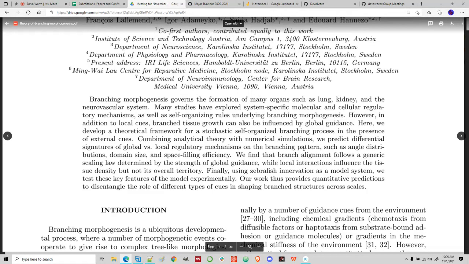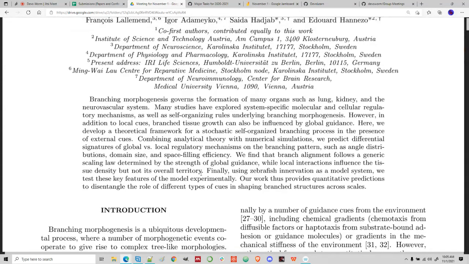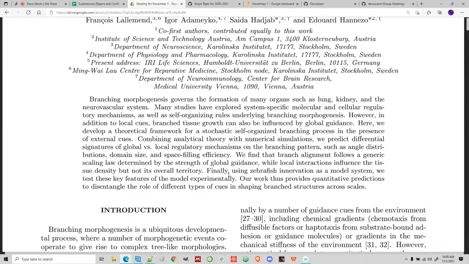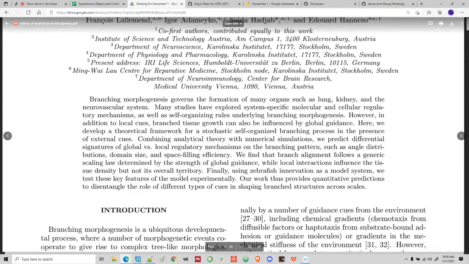But anyways, we find that the branch alignment follows a generic scaling law determined by the strength of global guidance, with local interactions influencing the tissue density, but not its overall territory. So these local interactions determine how dense the tissue is in certain places, but the overall territory is almost like a map of positional information. We talked about positional information last week as well, where each cell kind of knows where it is in relation to other cells. It's not really clear what that global coordination is, but this is something that needs to happen in terms of a territory.